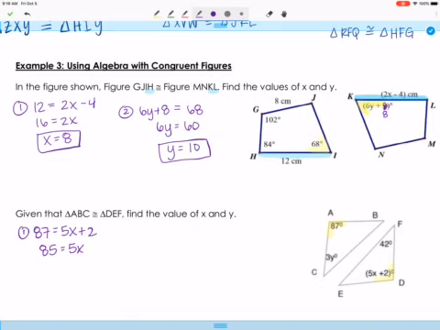85 would be the same as 5x. And then if we divide 85 by 5, y'all can work that out. For the second one, same thing. Angle EFD should be congruent to angle ACB. So if 42 and 3y should be congruent, go ahead and divide out the 3, and y'all can work out what y is equal to. Okay?